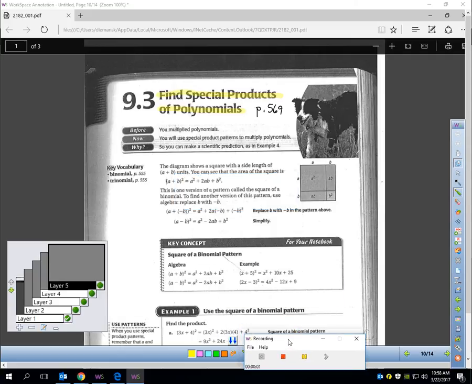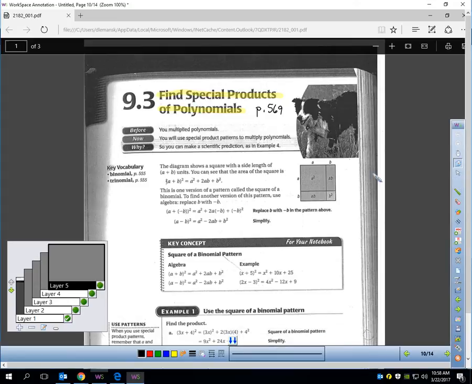This is lesson 9.3, page 569, Find Special Products of Polynomials. A couple things before I get rolling in this video. Think about some of these terms. Products means multiplication. You know what polynomials are. They are monomials or multiple monomials being added or subtracted together.